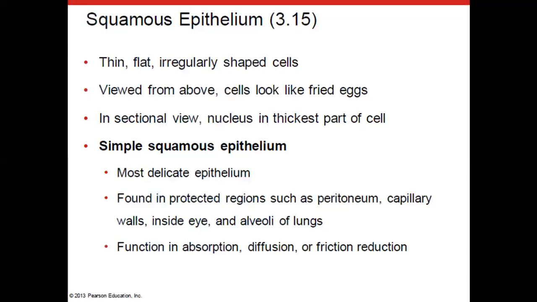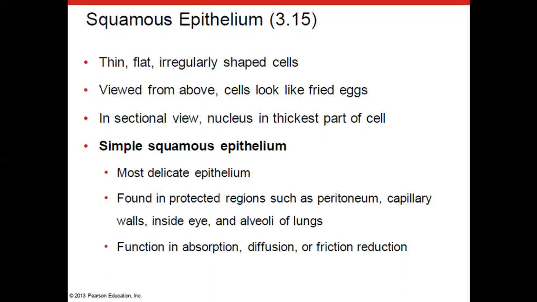You can find it in regions such as the peritoneum, that's in the abdominal cavity, in the walls of capillaries, the smallest blood vessel, or lining any blood vessel. You can find simple squamous epithelium lining the chambers of the heart. That endocardium I've mentioned a couple of times, the innermost layer of the heart, is a layer of simple squamous epithelium. And then the alveoli of the lungs are little tiny sacs of air where oxygen and carbon dioxide are exchanged. The alveoli are made mostly of simple squamous epithelium.